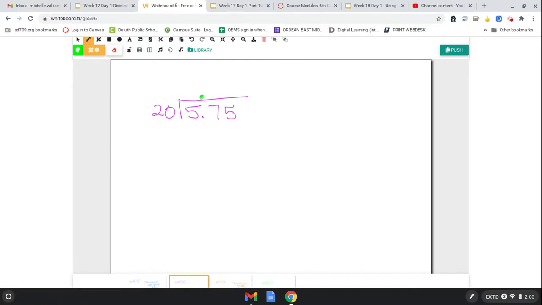So now we're going to divide like we normally would. 20 cannot go into 5, so you do or do not have to put a 0 here. 20 can go into 57 twice, which is 40. And you get 17 left over, and you bring down your 5. 20 can go into 175 8 times, which is 160. You subtract 160 from 175 and you get 15. 20 can't go into 15. We're not done, so we need to add a 0.